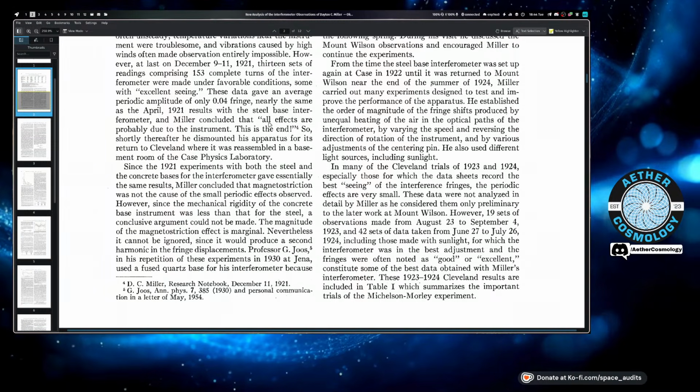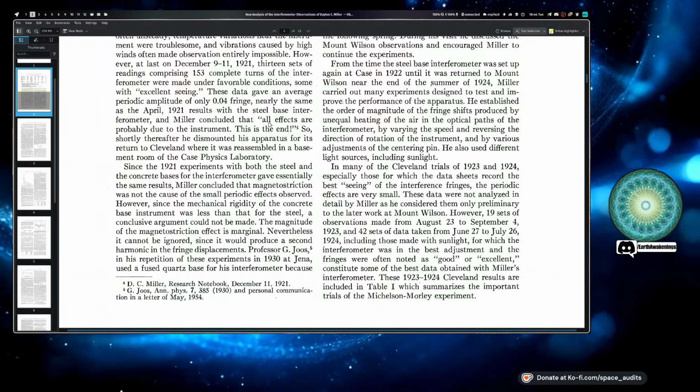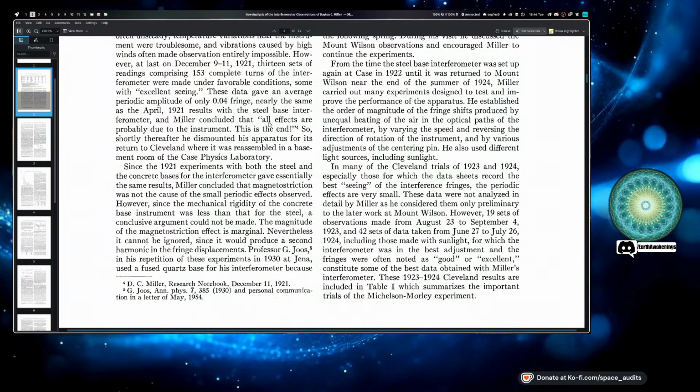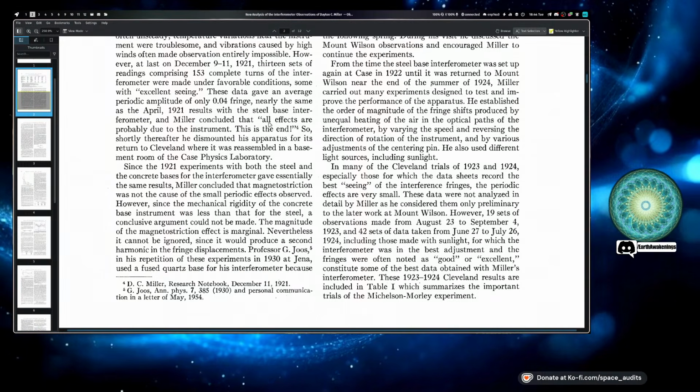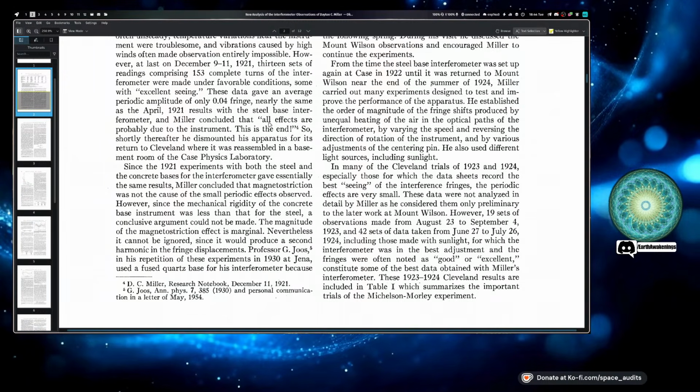From the time that the steel base interferometer was set up at Case in 1922 until it was returned to Mount Wilson near the end of the summer in 1924, Miller carried out many experiments designed to test the improved performance of the apparatus. He established an order of magnitude for the fringe shifts produced by unequal heating of air in the optical paths of the interferometer, by varying the speeds and reversing the direction of rotation of the instrument, and by various adjustments of the centering pins. He also used different light sources, including sunlight.